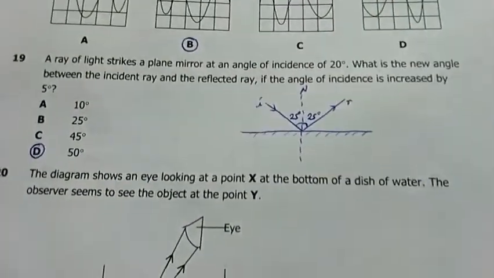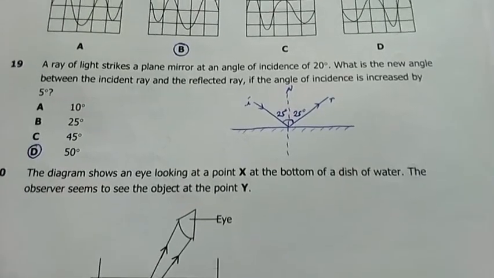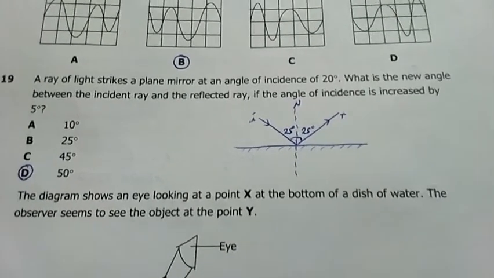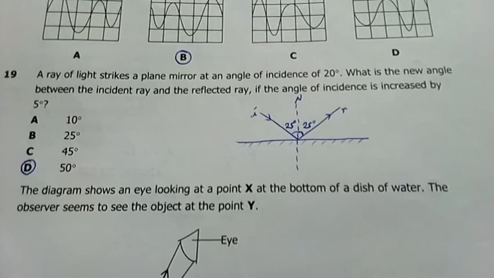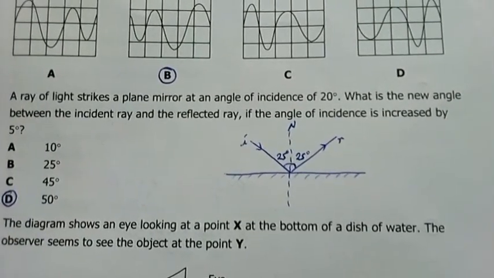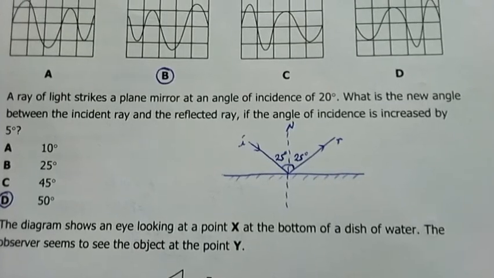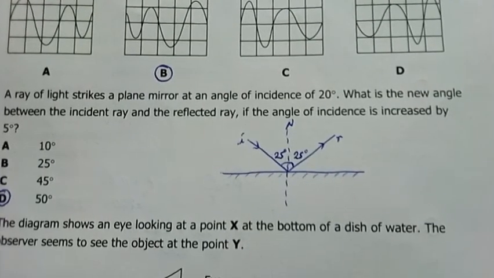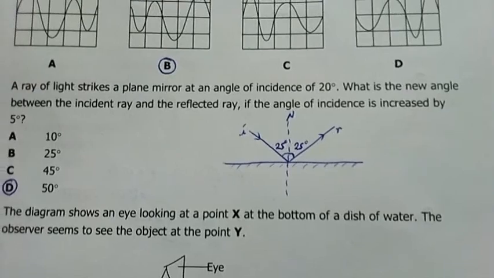19. Our second last, I'll do the first 20, then I'll do the other one in the second video. A ray of light strikes a plane mirror at an angle of incidence 20. What is the new angle between the incident ray and the reflected ray if the angle of incidence is increased by 5?